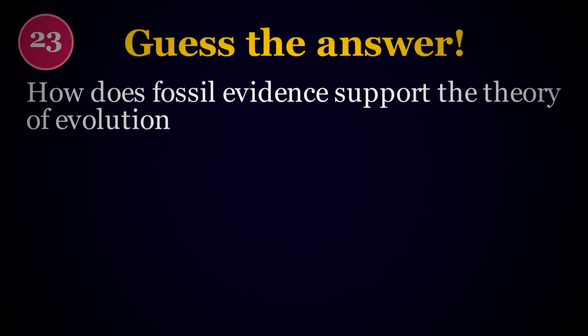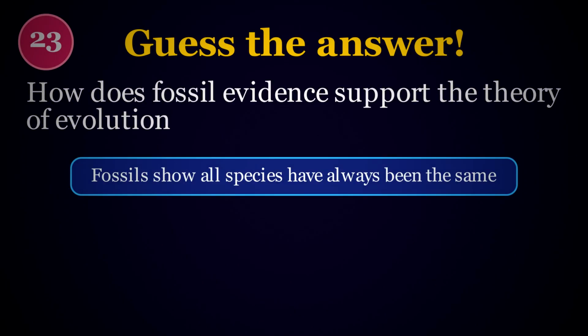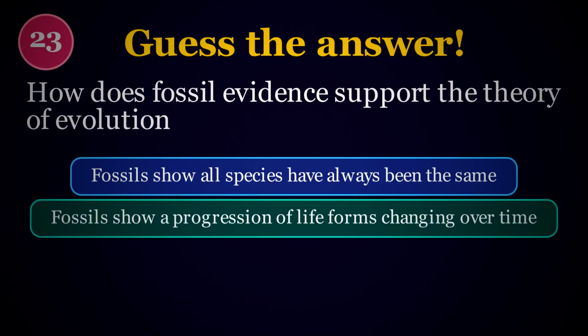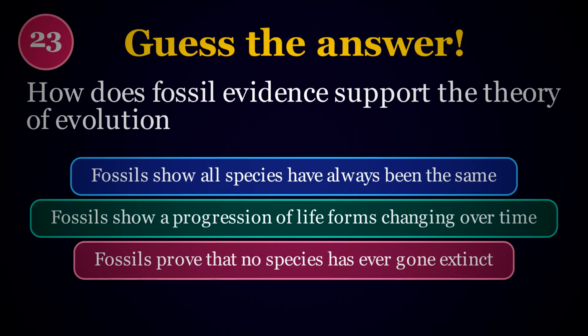How does fossil evidence support the theory of evolution? Fossils show all species have always been the same. Fossils show a progression of life forms changing over time. Fossils prove that no species has ever gone extinct.